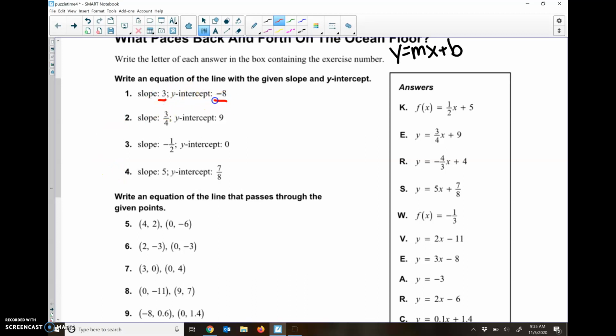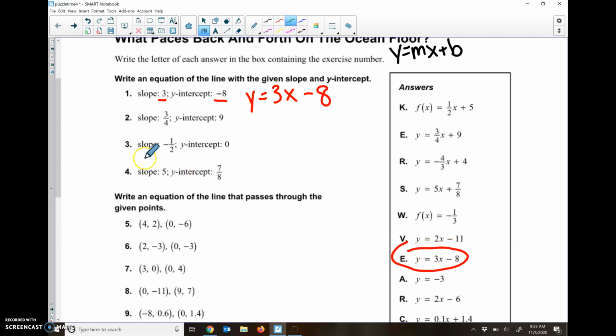The slope is 3, the y-intercept is -8. So I'm just going to write it out. So y equals, instead of mx over here, they tell me the slope is 3. So I'm going to write 3x. Instead of plus b, they tell me the y-intercept is -8. So I'm going to write -8. So that gets matched with letter E over here.